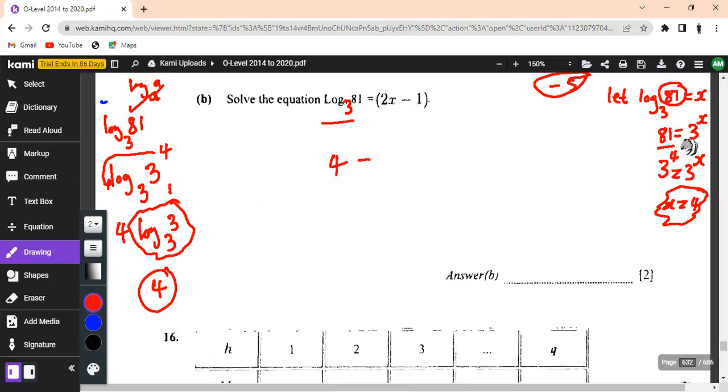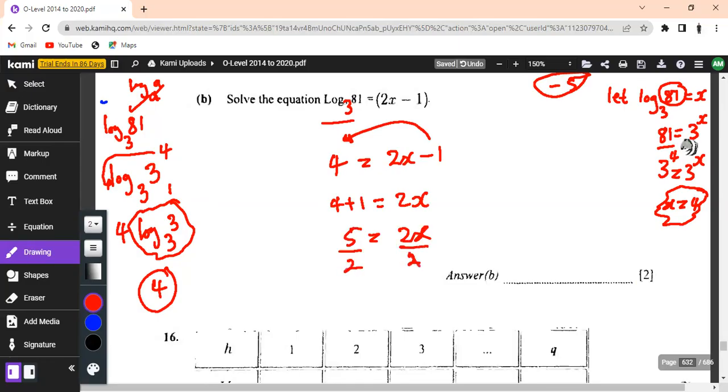So you can replace: 4 is equal to 2x minus 1. As you can see, it's now a normal equation that you are used to. This was the easiest way because now it's just a 4 here. So it's just a matter of collecting like terms: minus 1 to the other side becomes 4 plus 1, which is equal to 2x. So 4 plus 1 is 5, which gives us 2x. Divide by 2, divide by 2, so you can cancel out each and every term here. So it's going to be 5 over 2 or 2.5, depending on how you want to write your answer, but that was the case there.